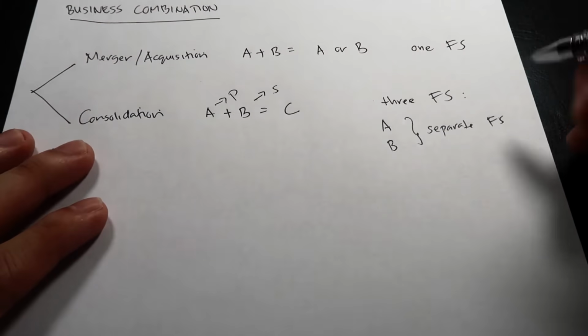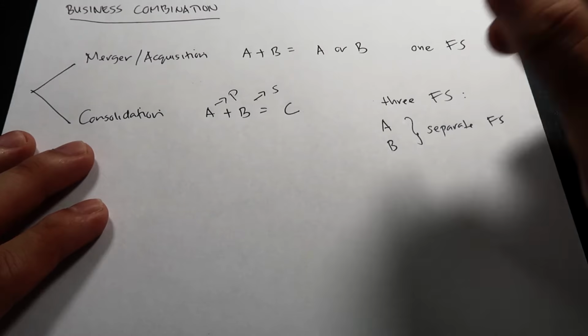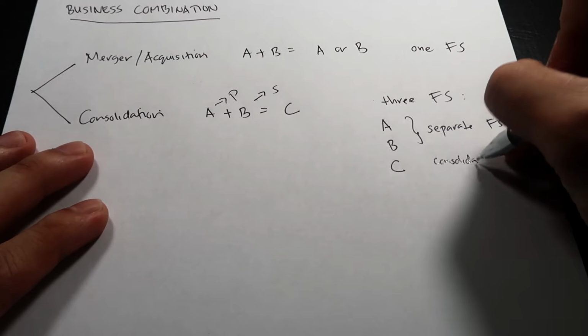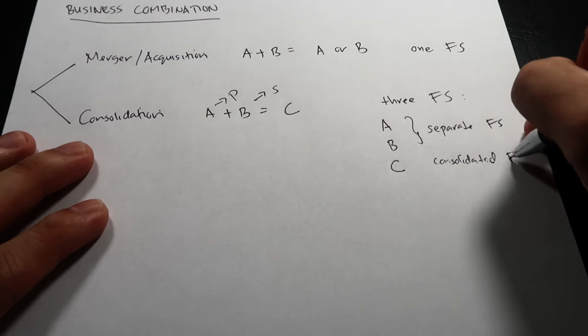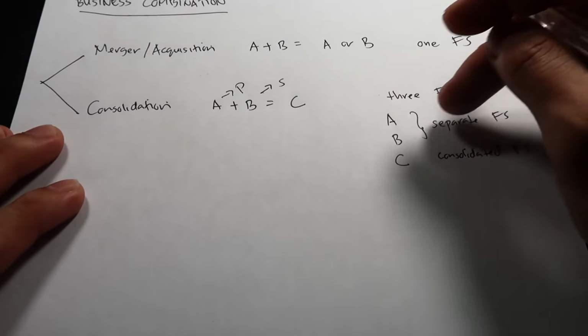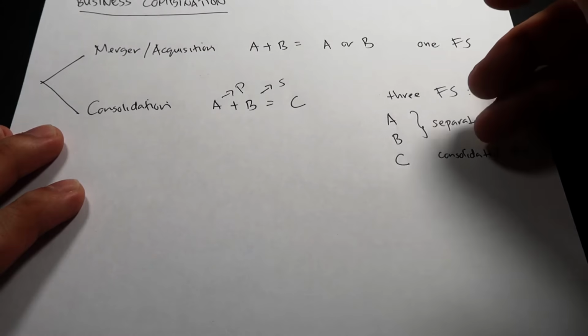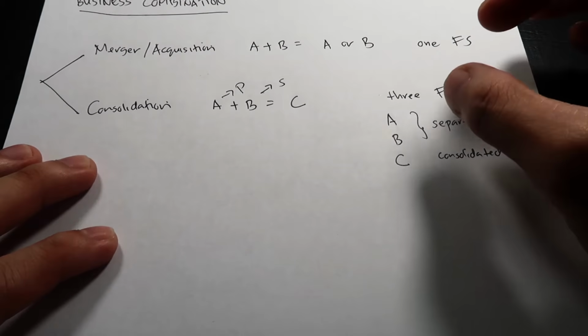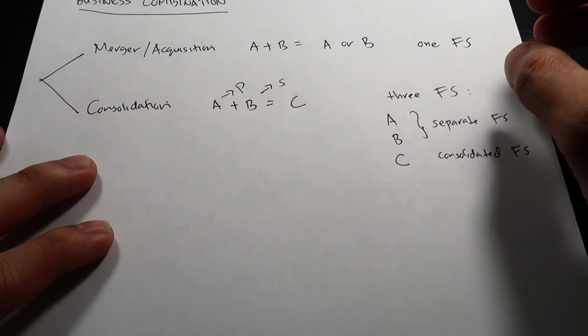And at the end of the year, they have to prepare another set of FS for company C. We call it the consolidated financial statements. Basically, for the consolidated, you just add the separate FS of A and B. The concept is similar to the combined financial statements in accounting for home office and branch.